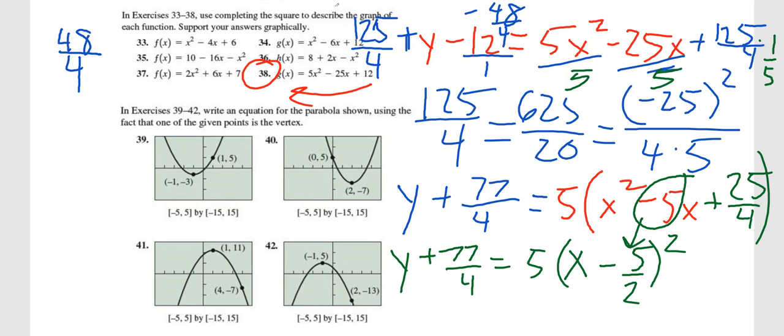And for our last trick, we got to get y by itself. That would be y equals 5 parenthesis x minus 5 halves quantity squared minus what? 77 fourths. Isn't it beautiful?